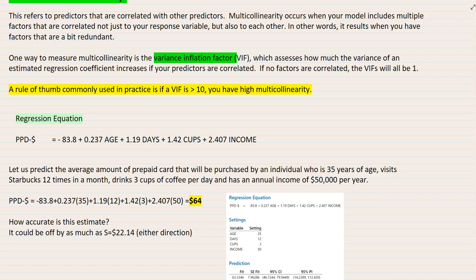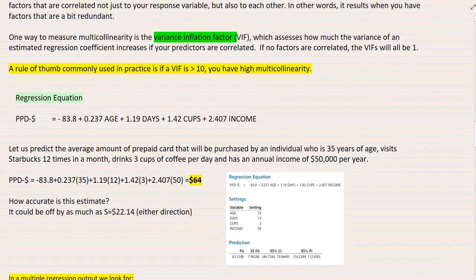Okay, and of course, right in here is our predictions using those numbers. So the software did the same thing. It plugs in the numbers, gives you a fit. The fitted number is the expected value of the dependent variable for those individual values. That is for 35 years of age, 12, 3, and so on. So given these characteristics, you expect a $64 purchase.